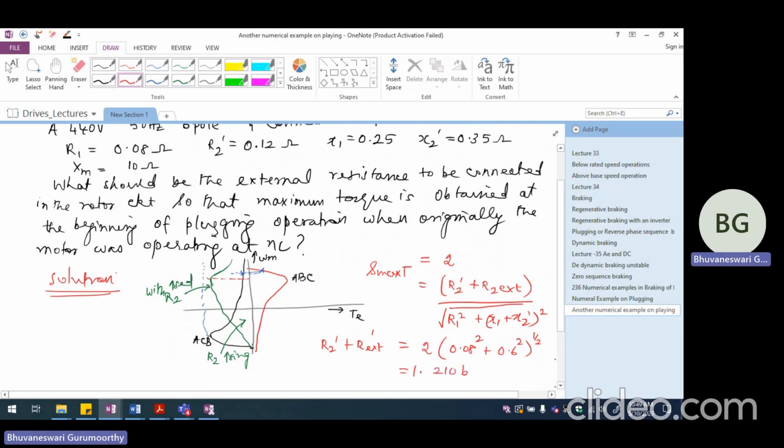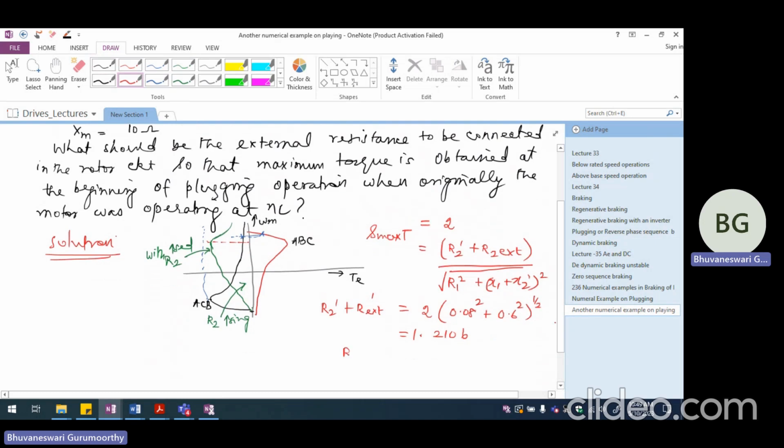So this comes out to be 1.2106. If I want the R external value, R external should be 1.2106 minus R2 dash, and R2 dash value is 0.12. So our external value comes out to be 1.0906 ohm. So this is the external resistance.